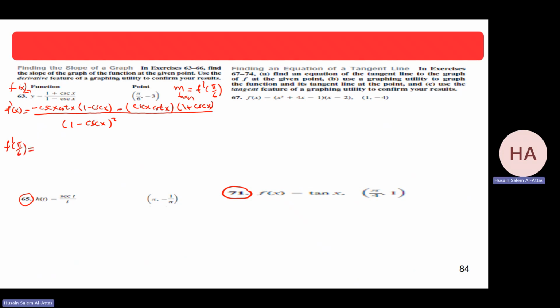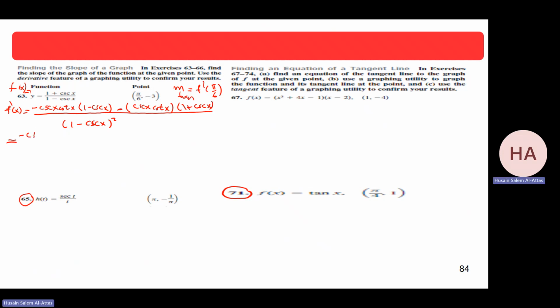Now we need to find it at pi over 6. Okay, do the calculations. Yes, I know that cosecant pi over 6 is 2, and cotan pi over 6 is what? 1 over the square root of 3. Or I can do one thing. I can simplify the calculation before I do the substitution. I think it will be easier. Let us see what will happen.